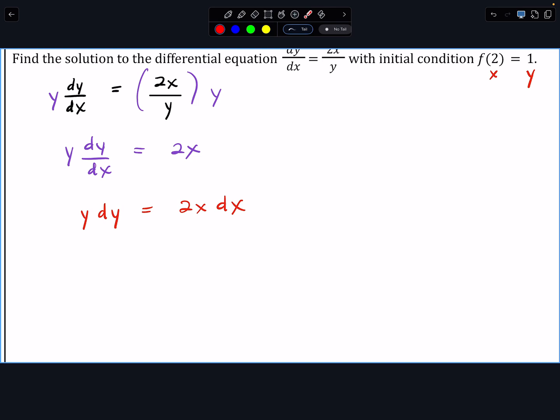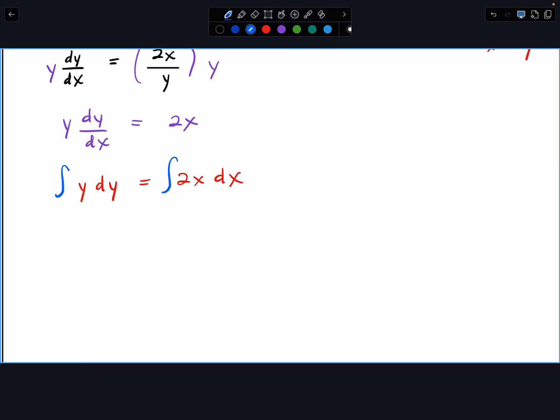What do I do next? Take the integral. What is the antiderivative of y? Y squared over 2. What's the antiderivative of 2x? X squared, and don't forget your plus c.